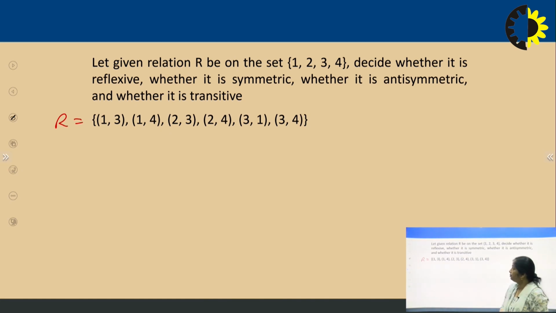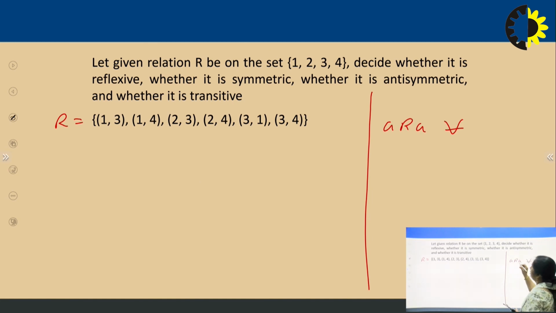So what do we need to check? We need to check, is it reflexive? Let me write here. The reflexive property says that A is related to A for all A belonging to the set. Let me call this S. What is my S here? S has 4 elements, 1, 2, 3 and 4. So I am taking A related to A for all A belonging to S.